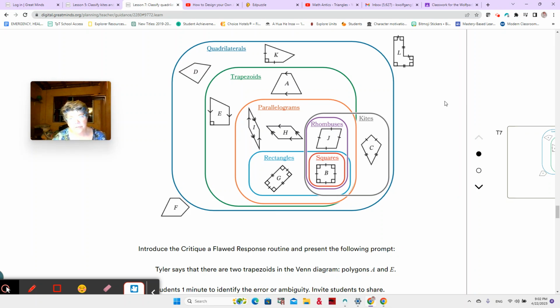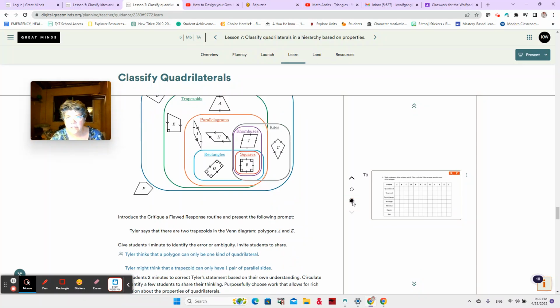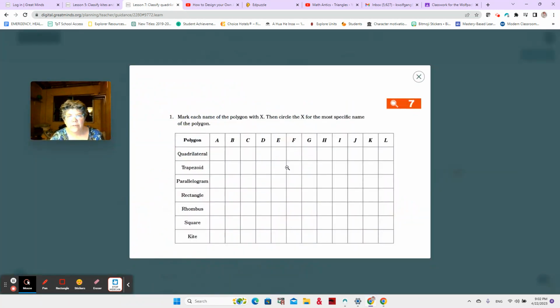All right, and when you're finished with that, you're going to go on to page 57. On page 57, you have this grid, and it says mark each name of the polygon with an X, and then circle the X for the most specific name of the polygon. So let me just show you a little bit about how you do this.